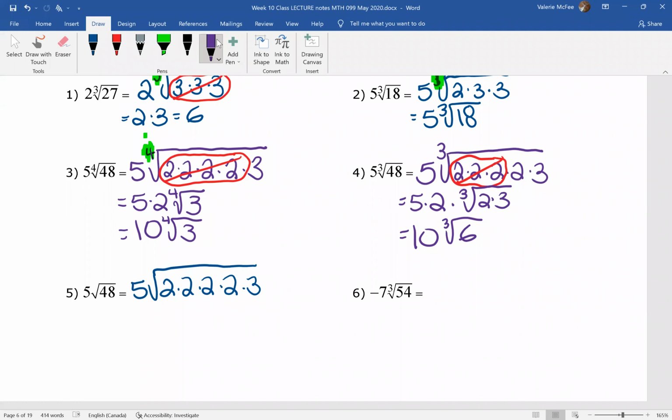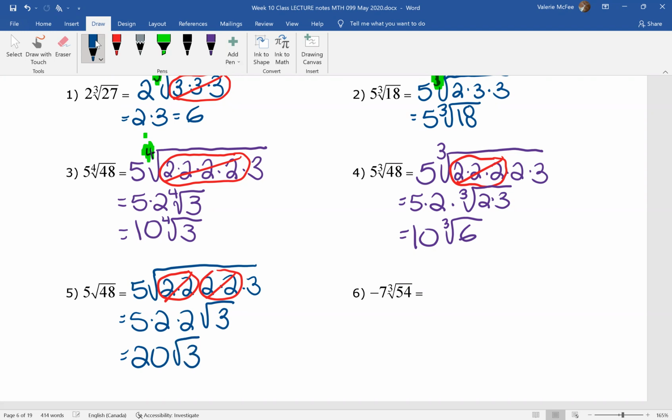And question 5, just the square root of 48. Now our index is 2. We're looking for 2 factors that are the same. We can take out 2 factors of 2. And only a 3 is left inside the radical sign. This simplifies to 20 root 3.